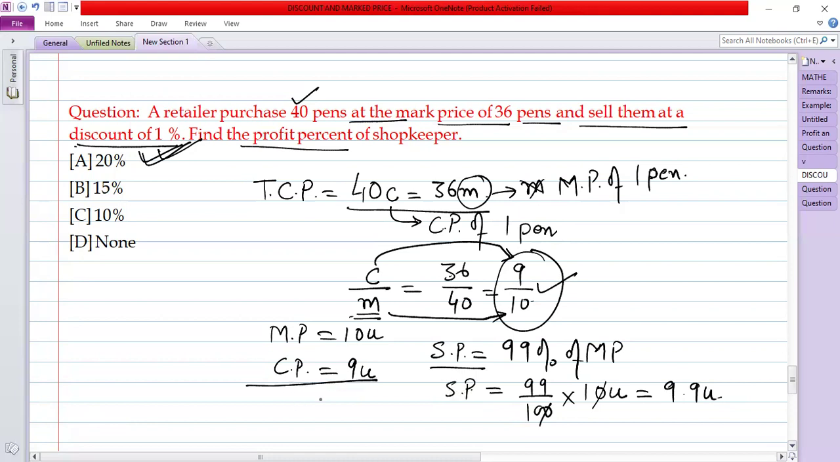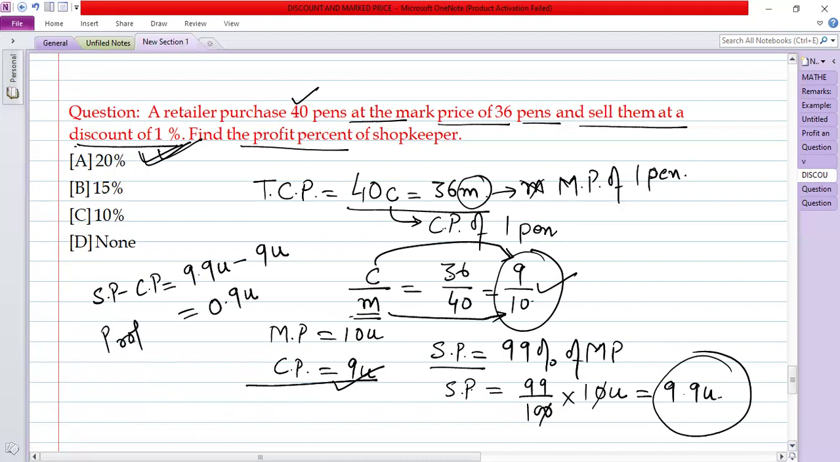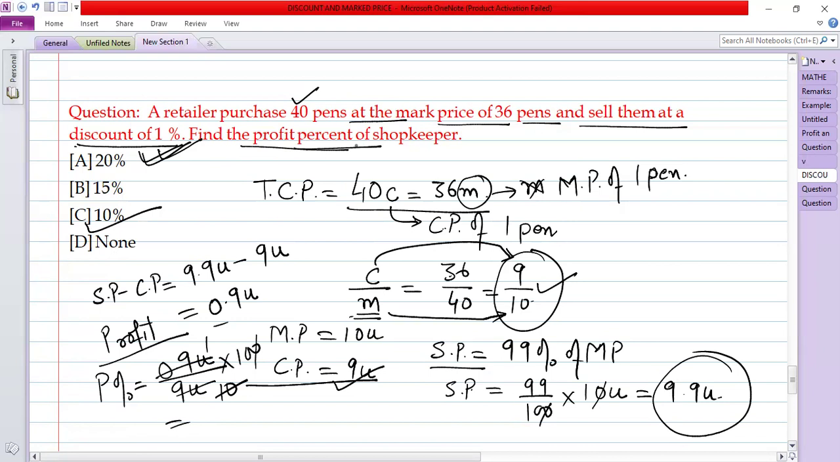So this is our selling price. Okay. And what is our cost price? 9 units. Now, the difference between selling price and cost price, SP minus CP, is obviously 9.9 units minus 9 units, which is 0.9 units. Obviously, this is the profit amount. So what will be the profit percentage? Profit percentage is the profit amount divided by the cost price, 9 units, into 100. One can very well solve this. The 10s cancel out. So 10% will be the profit percent of the shopkeeper.